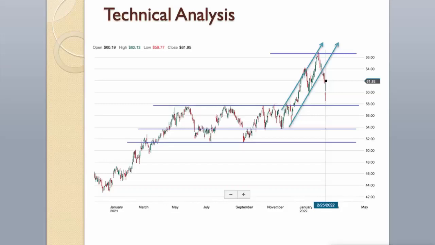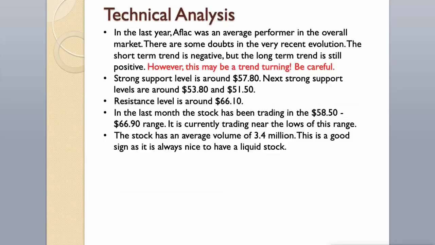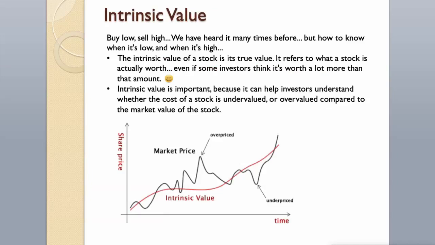Next strong support levels are around $53.80 and $51.50. Resistance level is around $66.10. In the last month the stock has been trading in the $58.50 to $66.90 range. It is currently trading near the lows of this range. The stock has an average volume of 3.4 million. This is a good sign as it is always nice to have a liquid stock.